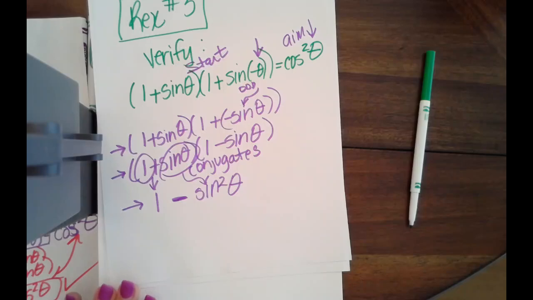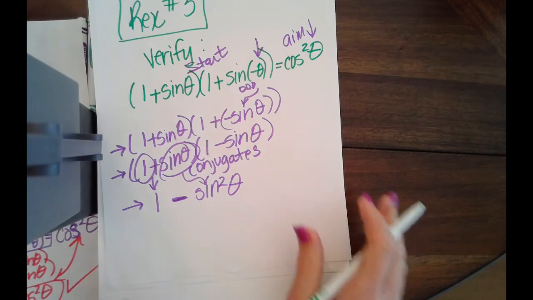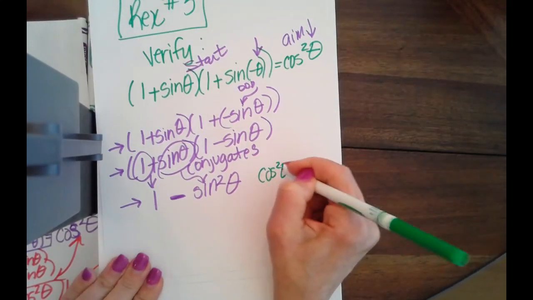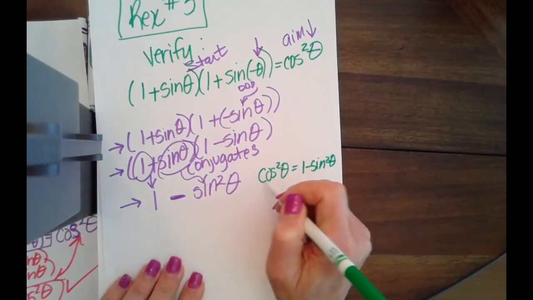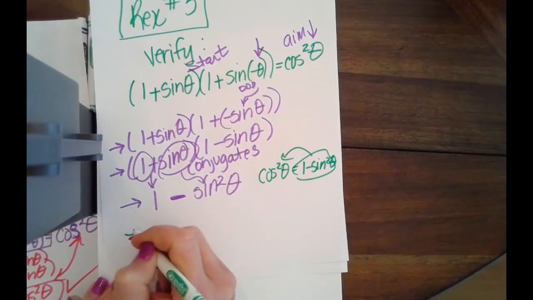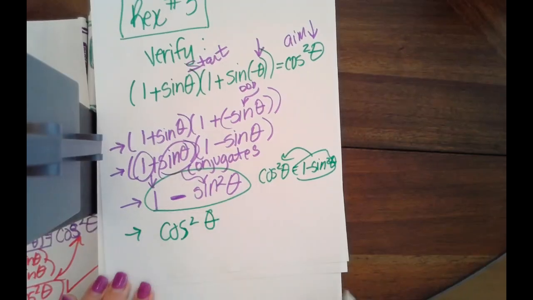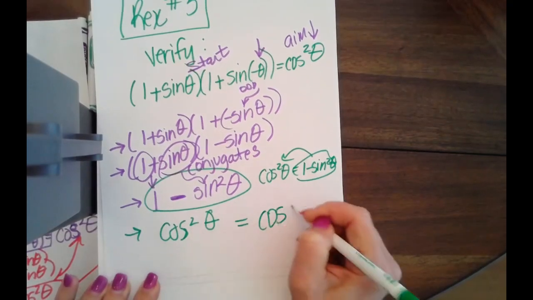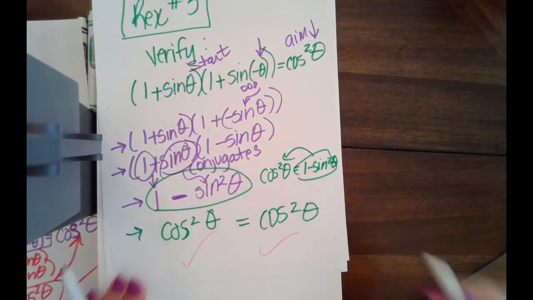So 1 minus sine squared of theta happens to be a variation of the Pythagorean identity. If you look at your Pythagorean identity and isolate cosine squared of theta on the left, you would have 1 minus sine squared of theta. So now I know that 1 minus sine squared of theta is equal to cosine squared of theta. This converts to this because of the Pythagorean identity, and it matches the right-hand side of the given problem. So we have verified the left side equal to the right side.